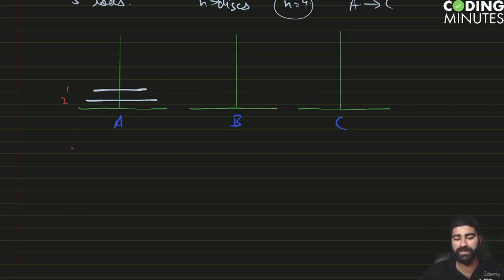So in the first step, what I can do is pick up the smallest disk from A and move it to C. So what is A to C? A to C means only one thing: that the disk which is on the top of A is picked and moved to C.